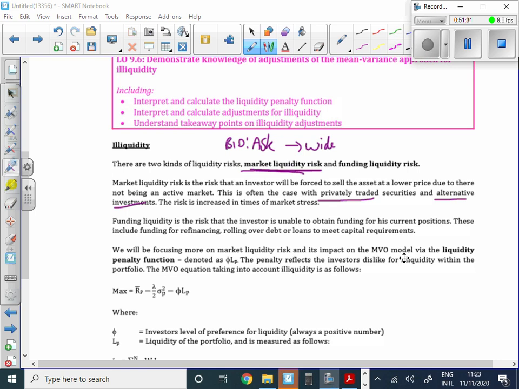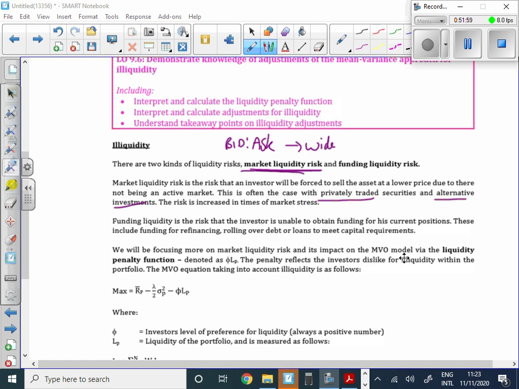Funding liquidity is, of course, when the funding dries up and one is not able to finance one's positions due to a lack of funding liquidity in the market. Okay, good. So based on that, we can see quite clearly, guys, that there is an issue of liquidity relating specifically to alternative investments.